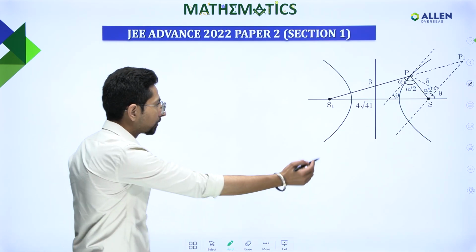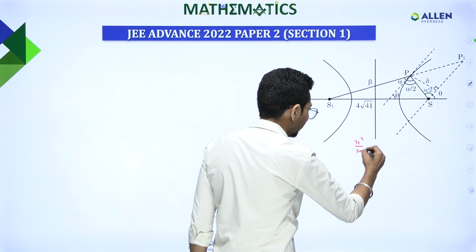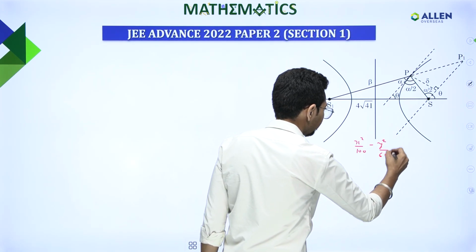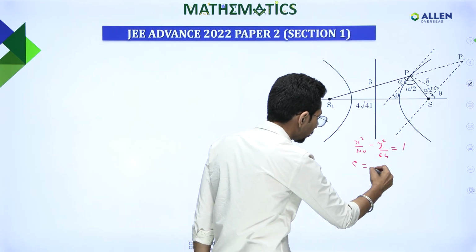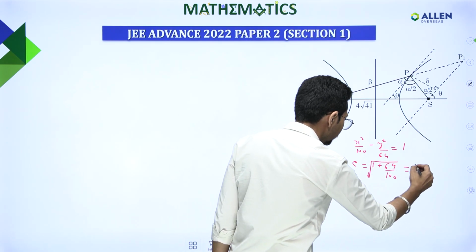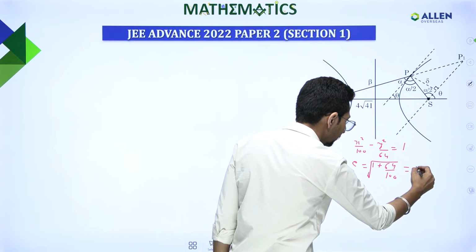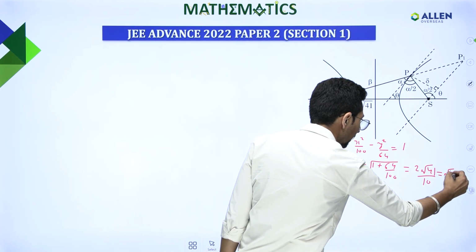As per this diagram, the information that we already know is x square by 100 minus y square by 64 is 1, right? Let's first of all find the eccentricity. Eccentricity is root of 1 plus b square by a square, that is root of 164 by 100, that is 4 root 41 by 10, or you can say root 41 by 5.